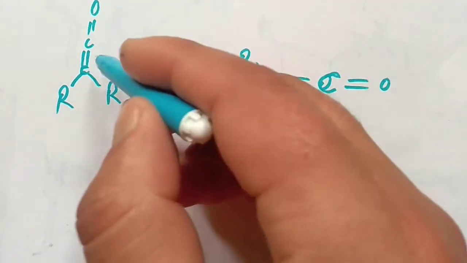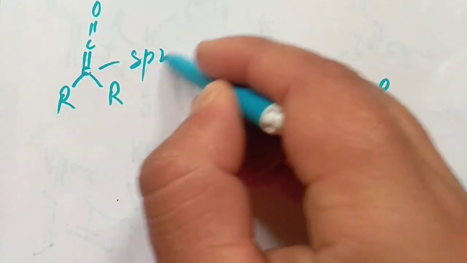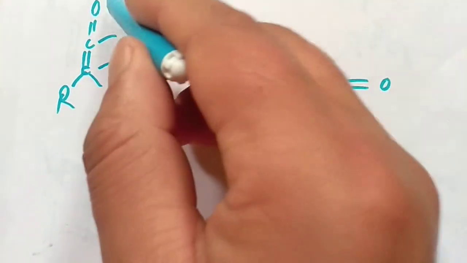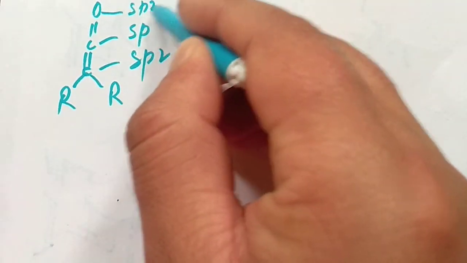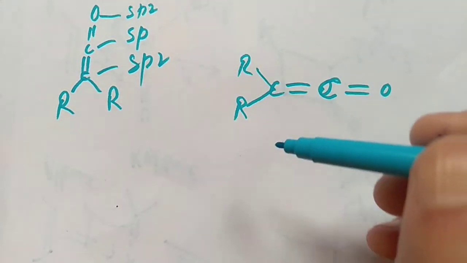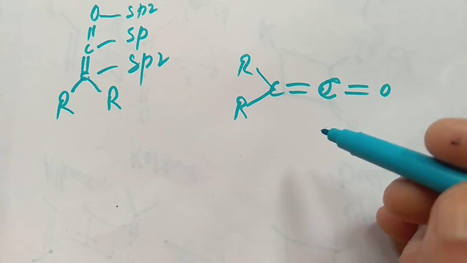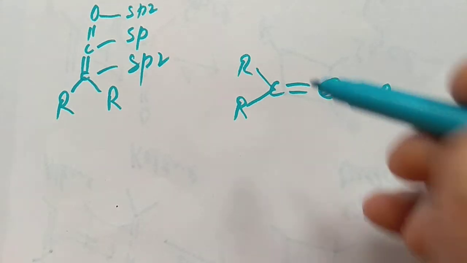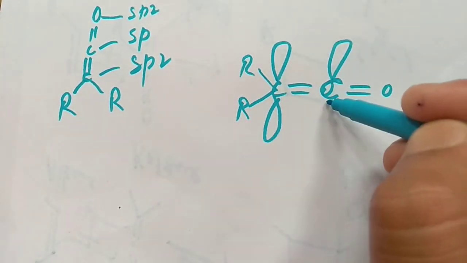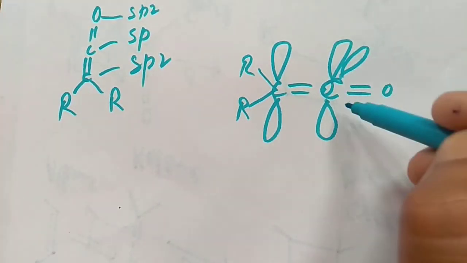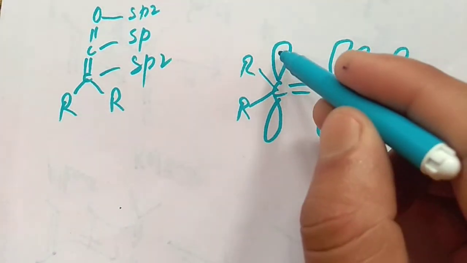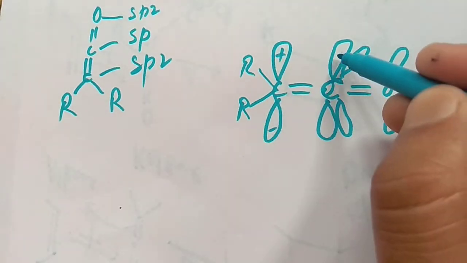In ketene, this carbon is sp2 hybridized, and this carbon is sp hybridized. This oxygen is sp2 hybridized, right? We can draw the unhybridized p orbitals like this.